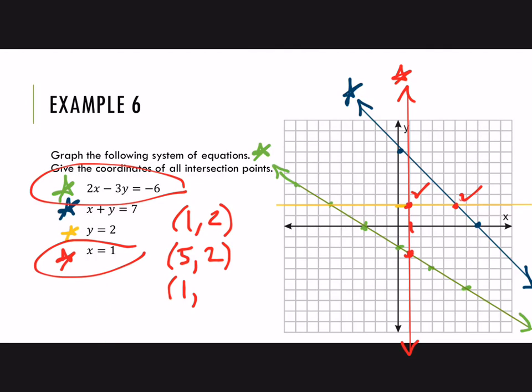Okay, so let's double check that one. Let me just retry that. So when x is 1, I have 2 times 1, 2 minus 3y equals -6. All right, that looks okay to me. So what I'm wondering is if I graphed that line incorrectly. Now I could go and edit this video and redo all of this, but I think I'll let this one stand with the mistake, so that way we can talk about what happens if you make a similar one.